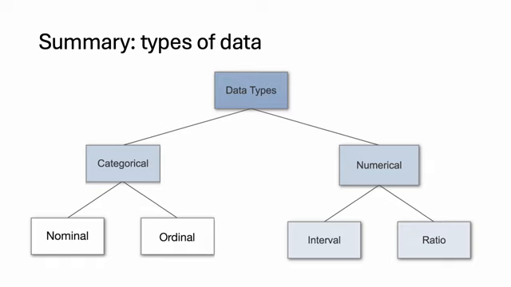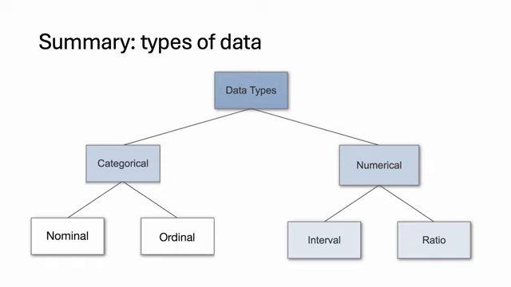So let's start by revisiting nominal data. This type categorizes items without implying any order or rank. Examples of nominal data are gender, hair colour, and regions like north, south, east, and west. It's about labelling items without any quantitative or numerical value.